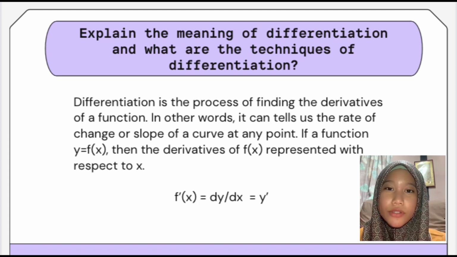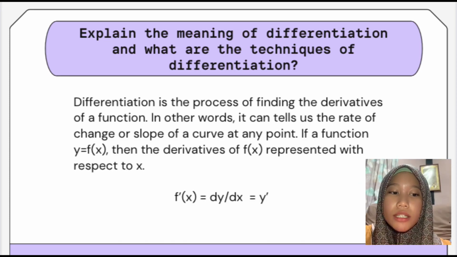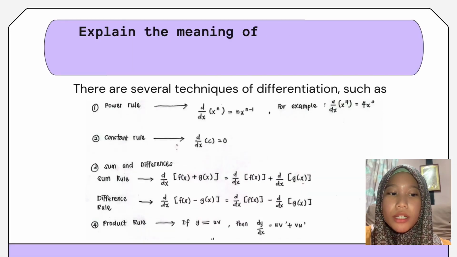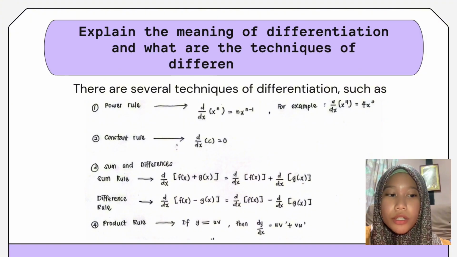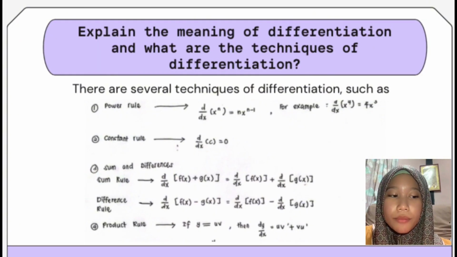Then, let's move to the techniques of differentiation. There are several techniques of differentiation that we need to know. First of all, we have the power rule. The formula is d over dx, x to the power of n equals n x to the power of n minus 1. For example, d over dx, x to the power of 4 equals 4x to the power of 3. In this case, we just have to bring the exponent in front and reduce the exponent by 1.